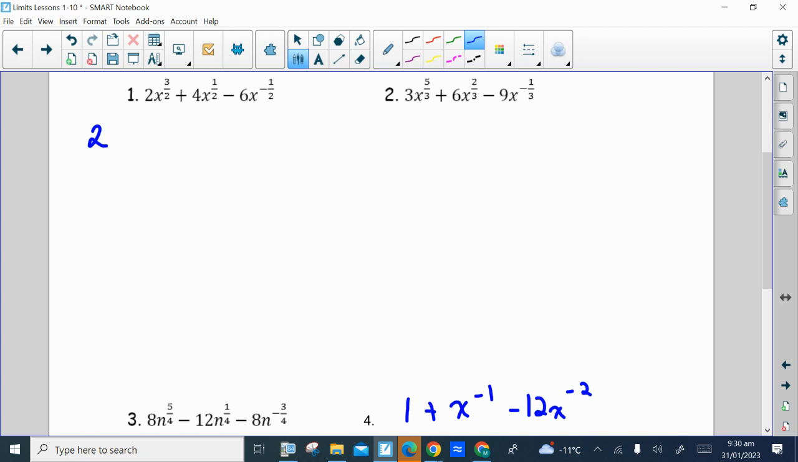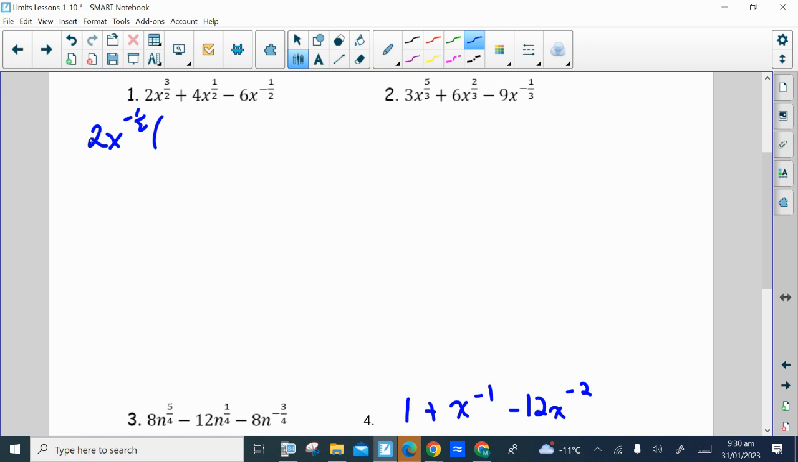But then we also have to pull out a common factor for the powers. And what you need to remember is that you need to take out the common factor of the power that is the smallest. In this case, the smallest power here is negative 1/2. Our greatest common factor is 2x to the negative 1/2. And remember, to get what's inside the bracket, you divide each term by that common factor.